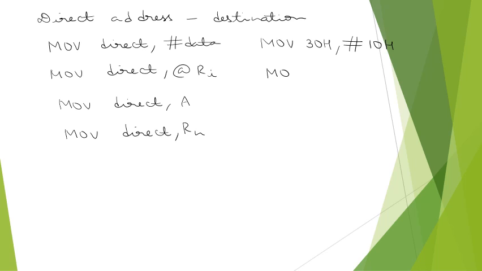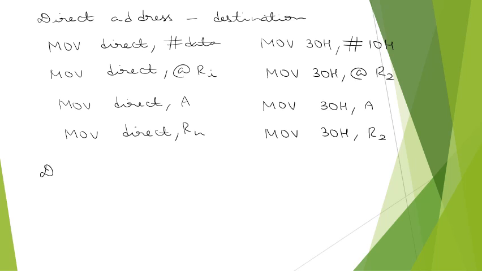Same way we have MOV 30h, @R2. So the content in the memory location specified by the register R2 is copied to the memory location 30h. Then we have MOV 30h, A. So the content of accumulator is copied to 30h location. And then we have MOV 30h, R2. So the content of register R2 is copied to 30h memory location.